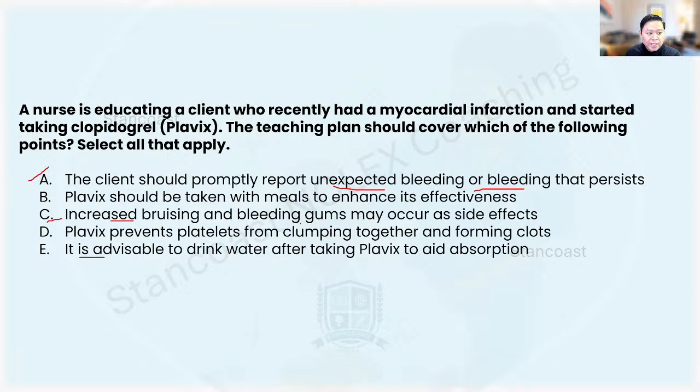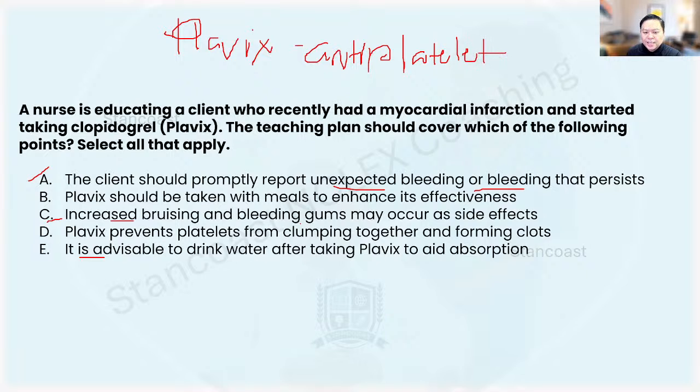Well, what is this medication? Plavix is an antiplatelet medication. It prevents platelets from clumping. And of course, I know that it has a specific name, okay? And so this is what we call adenosine. The fancy name of Plavix is adenosine diphosphate.